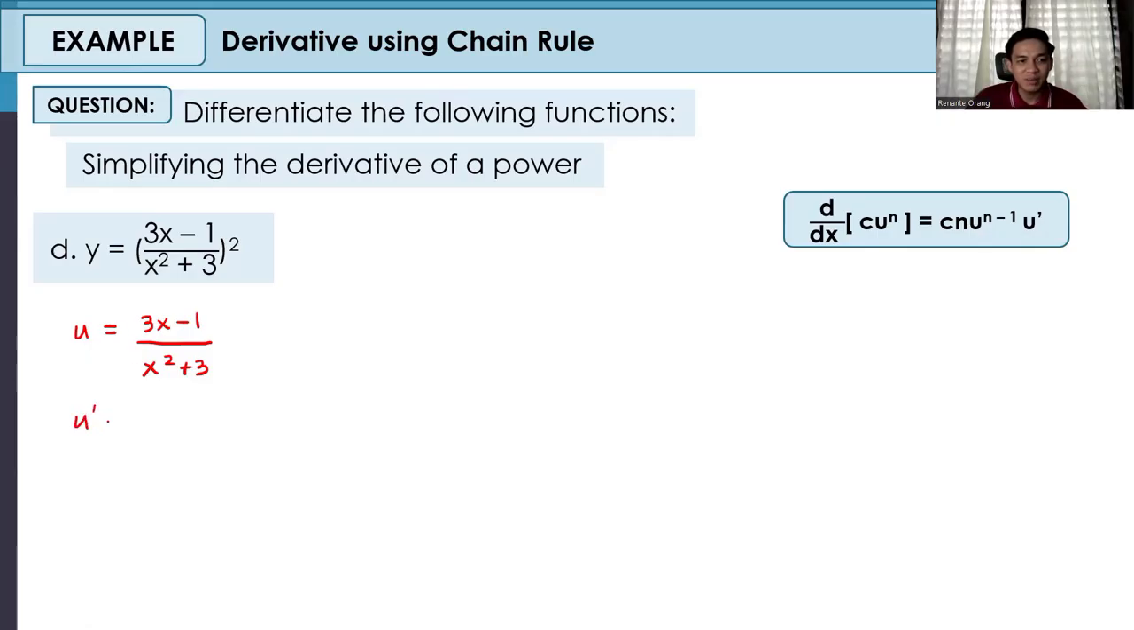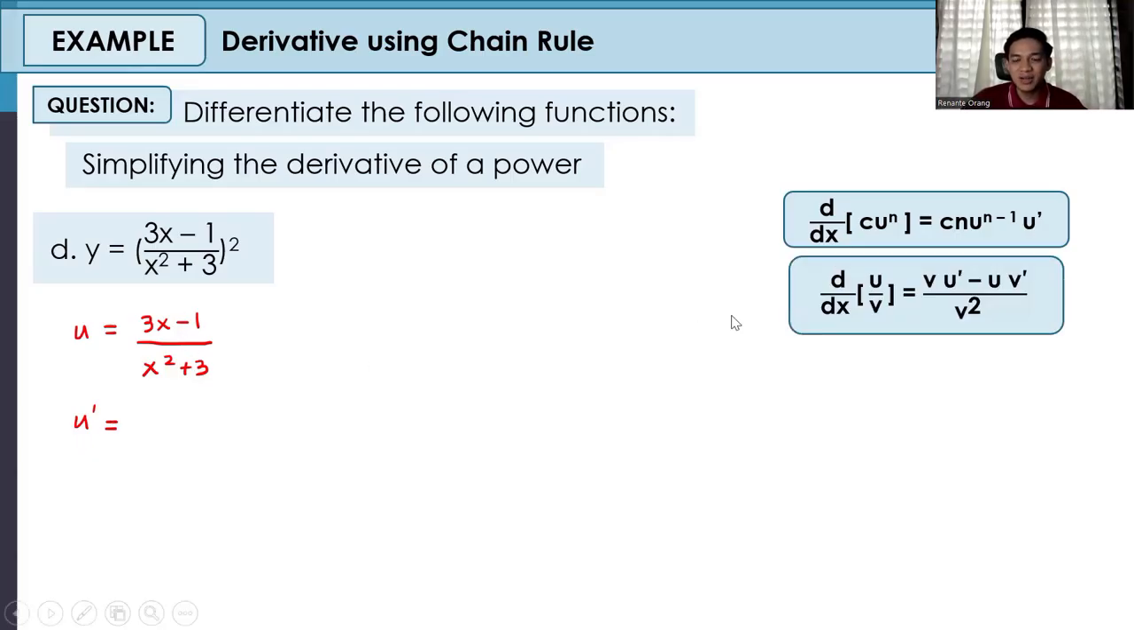That is our u prime, and take note, this one is a quotient rule. Recall the formula for the quotient rule: the derivative with respect to x of u divided by v is equivalent to v multiplied by u prime minus u multiplied by v prime, over v squared. We will follow that step by step, class.